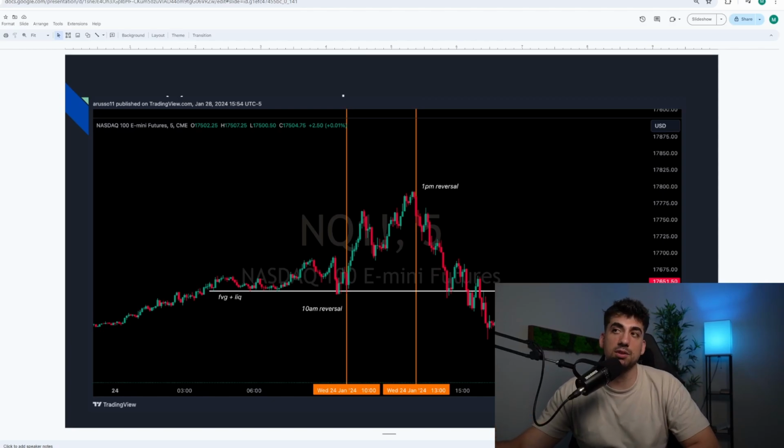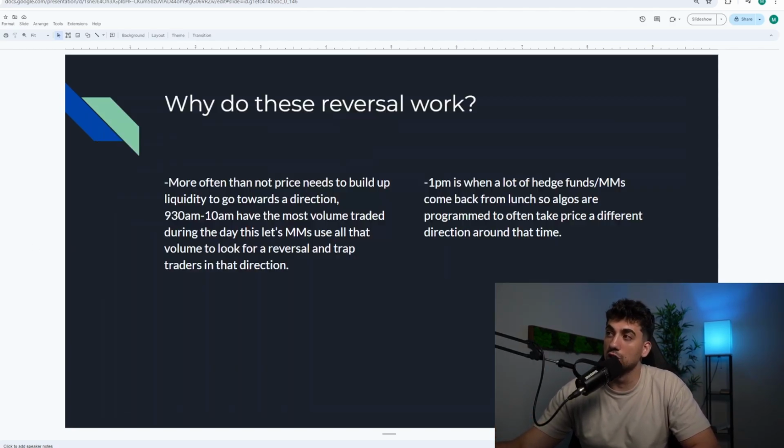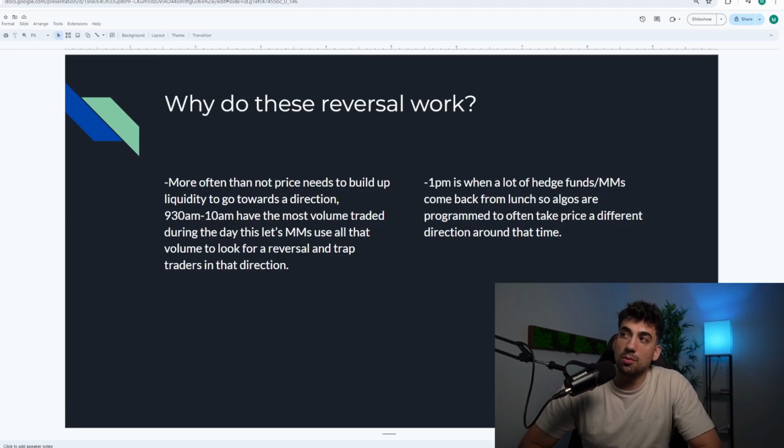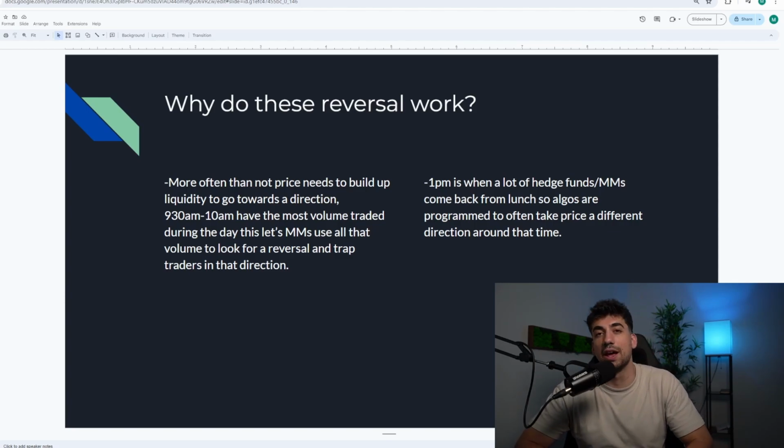No, around 70% of the times you'll get one of these two reversals to trade, or at least they're good to look for. Why do these reversals work? More often than not, price needs to build up liquidity towards a direction. 9:30 a.m. to 10 a.m. tends to have the most volume during the day, and it lets market makers use all that volume to look for a reversal and trap traders in that direction.